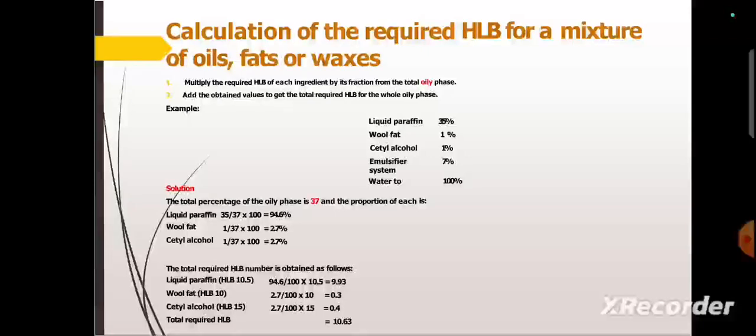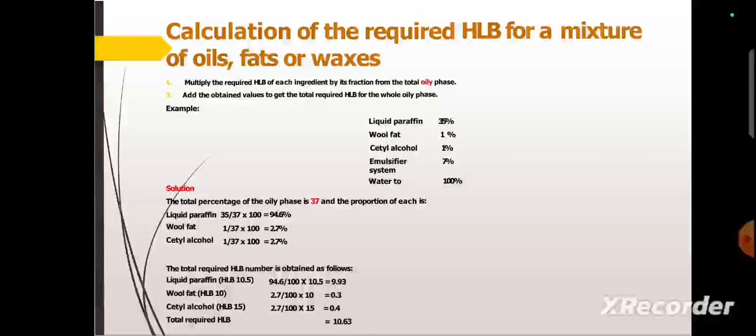The total percentage of oil phase is 37, and the portion of each is, for liquid paraffin, 35 divided by 37 into 100, which is 94.6%. For wool fat, 1 divided by 37 into 100 is 2.7%. Cetyl alcohol, 1 by 37 into 100, is 2.7%. The total required HLB number is obtained as follows. The liquid paraffin HLB value is 10.5. Using the formula, 94.6 divided by 100 into its HLB value, and the HLB value of liquid paraffin is 10.5.